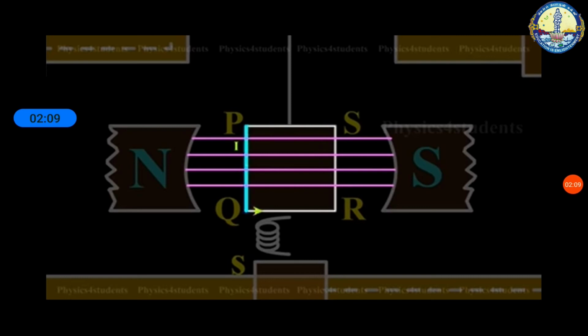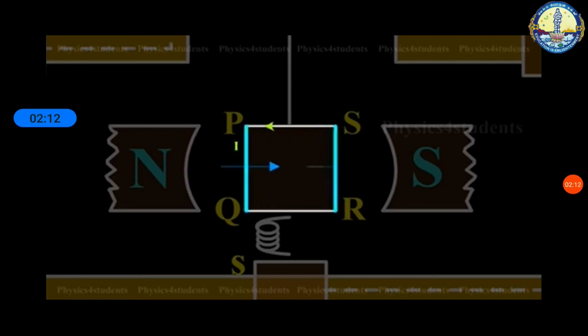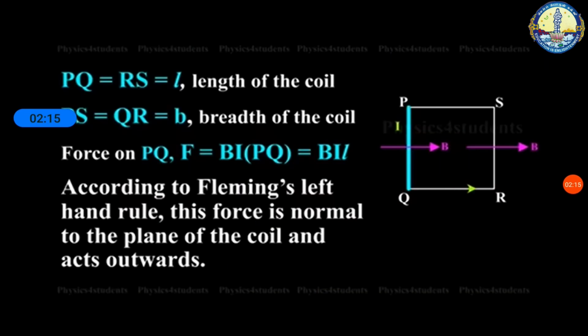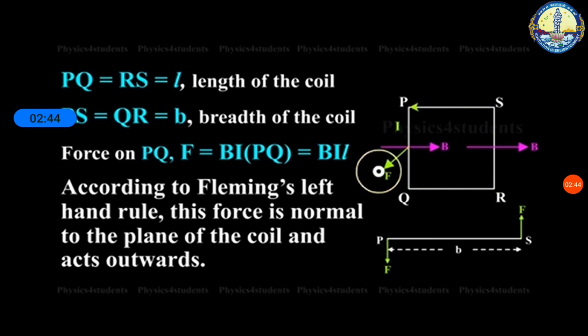The sides PQ and RS are always perpendicular to the field. PQ is equal to RS is equal to L, the length of the coil, and PS is equal to QR is equal to B, the breadth of the coil. Force on PQ, F is equal to BIL. According to Fleming's left-hand rule, this force is normal to the plane of the coil and acts outwards.